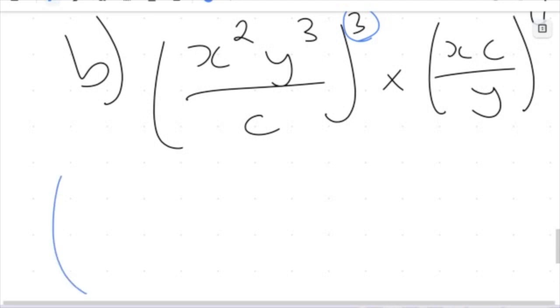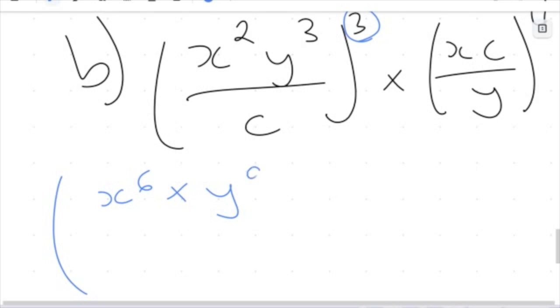So x squared to the power of 3, that gives me x to the power of 6. I'm working a little bit quicker because by now hopefully we're getting used to this a bit more, and that's multiplying by y to the power of 3 to the power of 3. So multiplying those powers gives me y to the power of 9. And c to the power of 3 just gives me c to the power of 3.